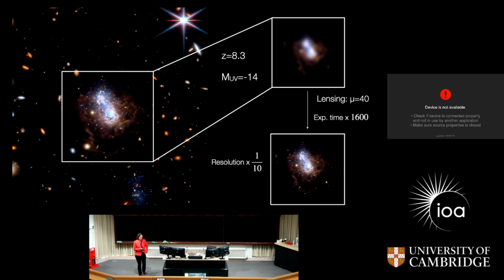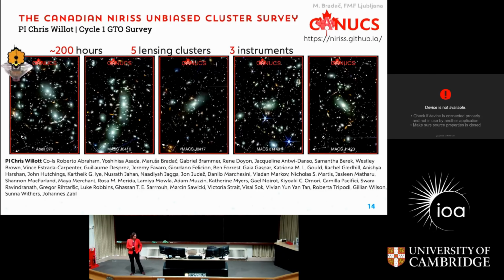So for that reason, we started the Canucks survey. It's the Canadian Nearest Unbiased Cluster Survey. We are imaging 5 clusters with Webb for 200 hours, and we are using 3 instruments on it, not just Nearest, but also NIRCam and NIRSpec. And I'm going to show you a lot of results from Canucks today.